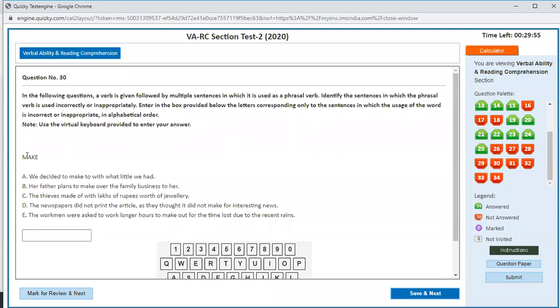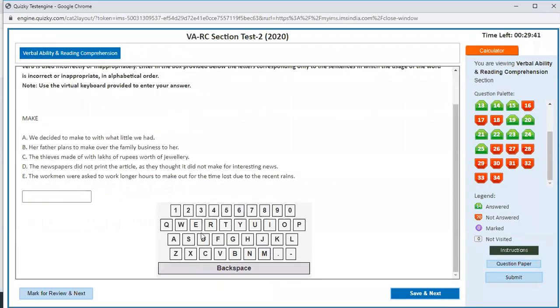We decided to क्या करना है मैंने? Identify the sentence in which the phrasal verb is used incorrectly. Okay, we decided to make do होता है. Make do क्या होता है? Make do with what little we had. Make do होता है. A is definitely correct. Oh, sorry, incorrect. Her father plans to make over the family business. Okay, makeover is usually like makeover kar raha hu, so it's like correcting it, right? But it can also mean transferring something.